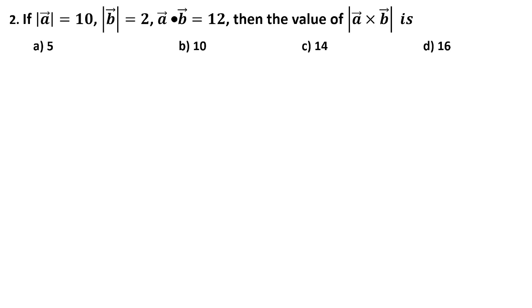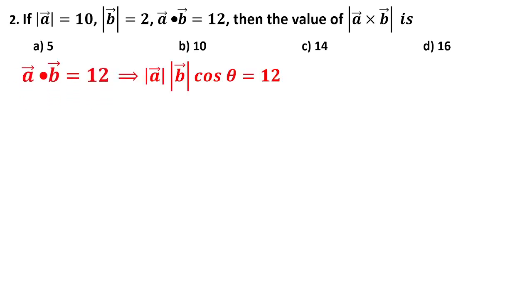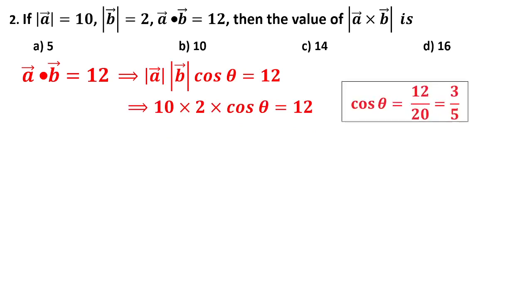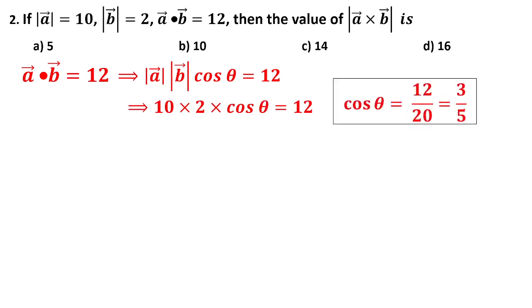Question number 2. Magnitude of vector A is 10, magnitude of vector B is 2, A dot B is 12. Then you have to get the value of magnitude of A cross B. Let us first use the given information. A dot B is 12. What is the formula for A dot B? AB cos theta is equal to 12. Therefore, cos theta is equal to 12 by 20, which is 3 by 5.